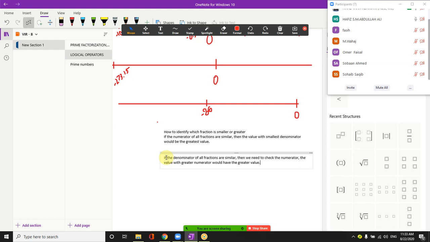What does it mean? In point 1 we discussed the similar numerator. If the numerators are similar, we need to check the denominator, and the smallest denominator would have the greatest value. Now moving to the next point: if the denominators are similar, then we need to check the numerator, and the value with the greater numerator would have the greater value.